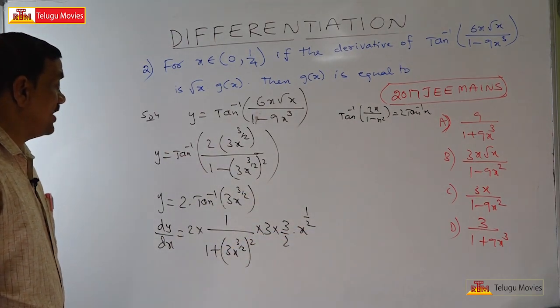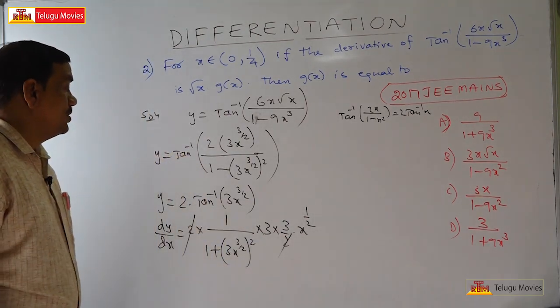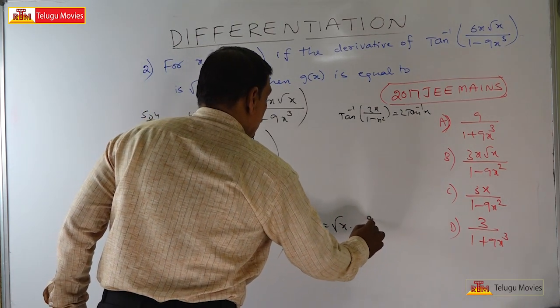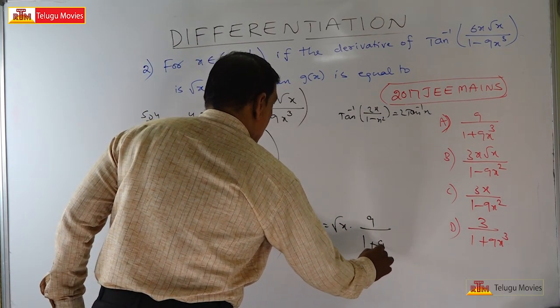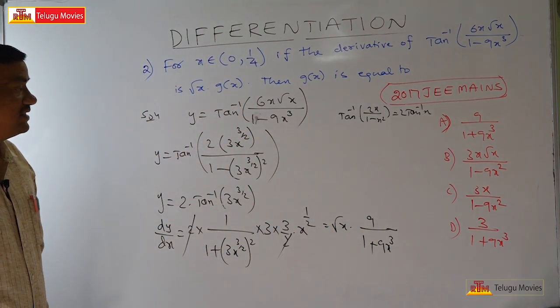So therefore, any more cancellations here? Yes, you can cancel here. 2 you can cancel. So ultimately 3 3s are 9. So this is equal to root x into 9 by 1 plus 9x cube. Understand? So 9 by 1 plus 9x cube.